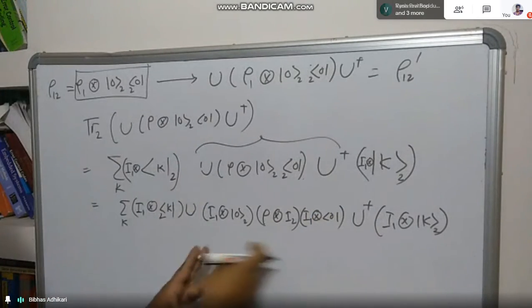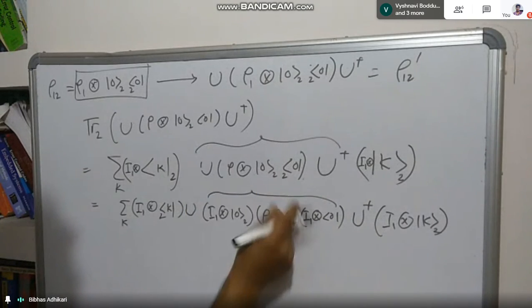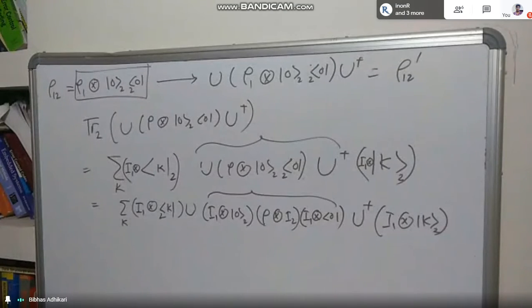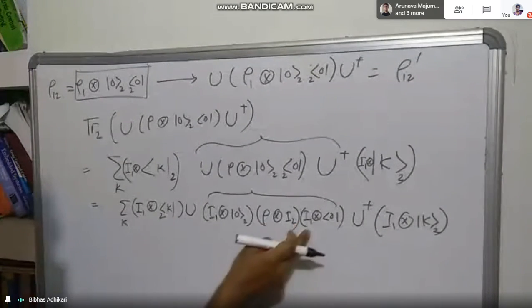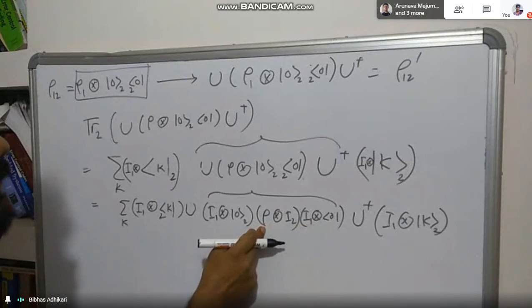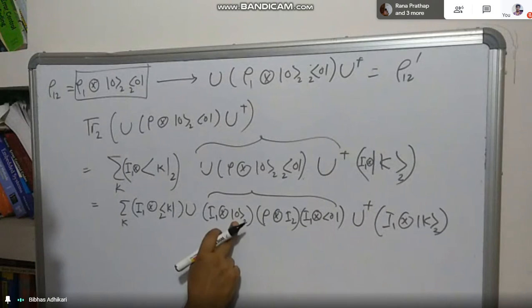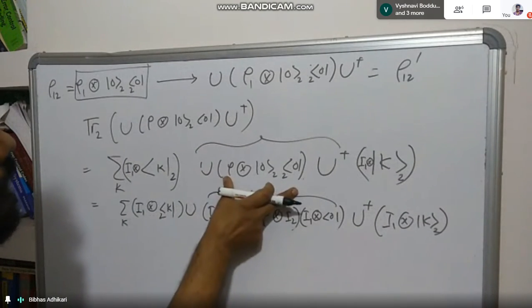And see, this entire story is nothing but this one, because you can now multiply component wise, because everything is now in tensor product form. So this 0 will get multiplied here, this rho will multiply with identity, but it will remain the same. This identity will get multiplied with this one, it will remain the same, and this 0 will get multiplied with this one here. So ultimately we will have this one.